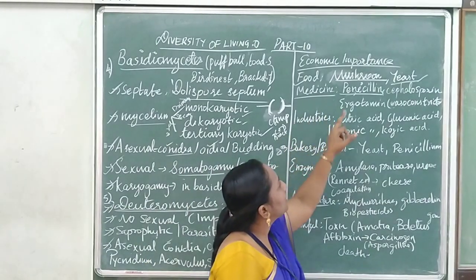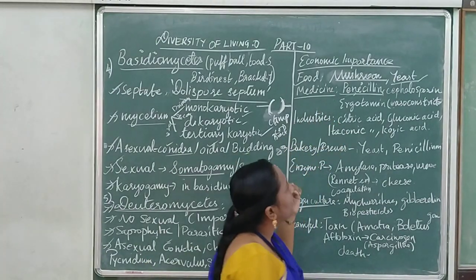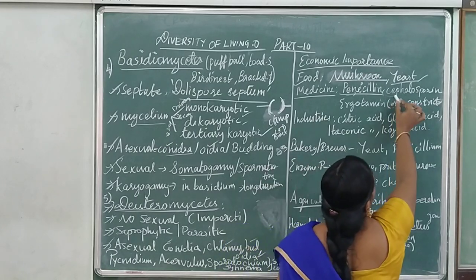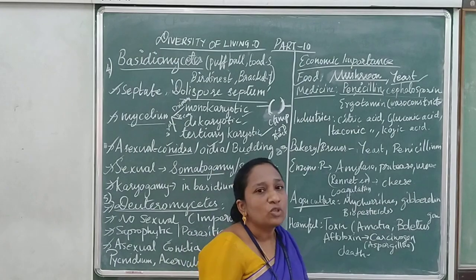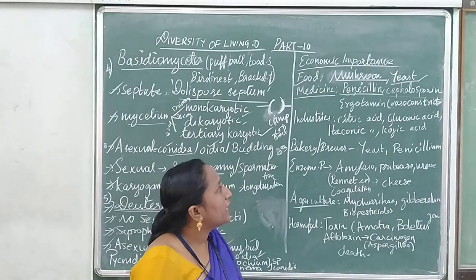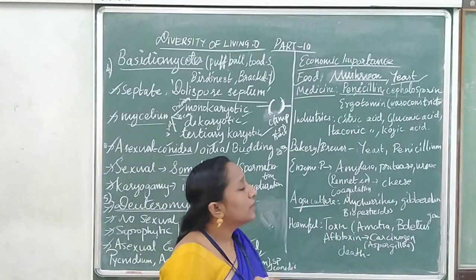Okay, so this is Penicillium, and like penicillin, a lot of other antibiotics are also there. Cephalosporin, tetracycline. So lots of varieties of antibiotics are available under the fungi.